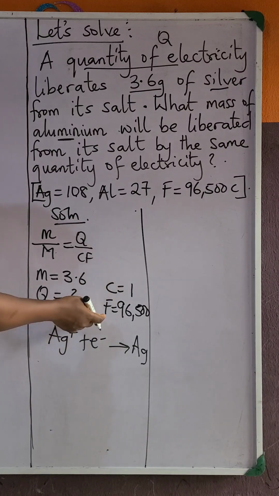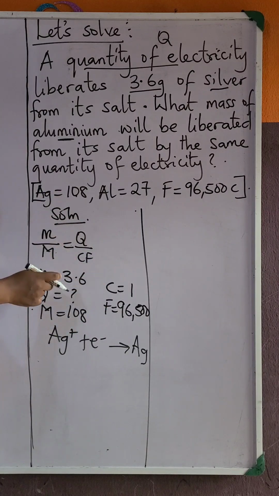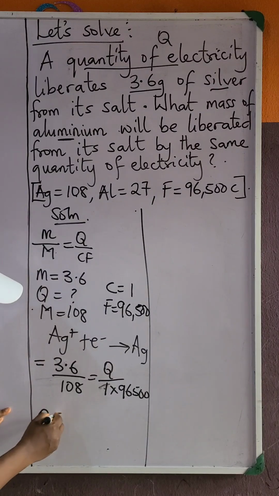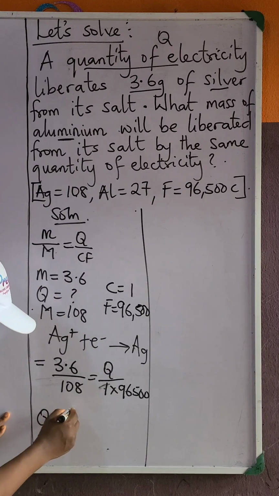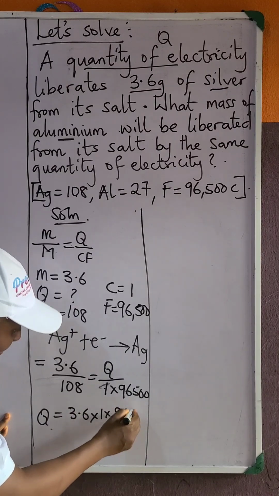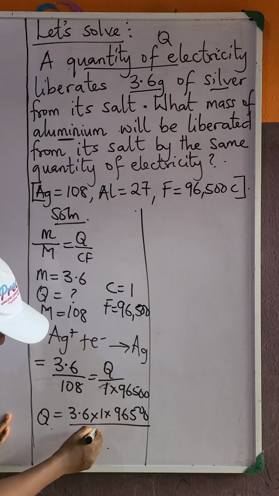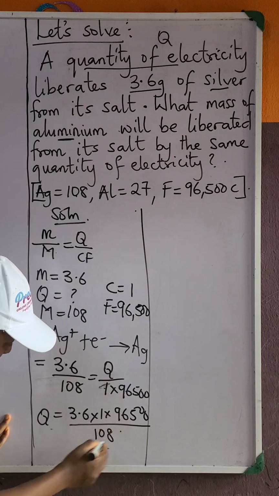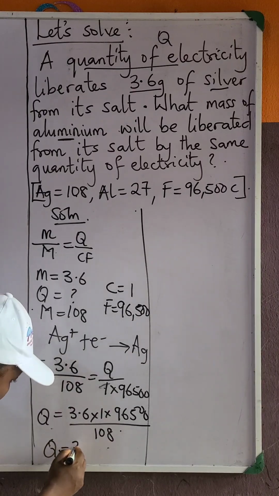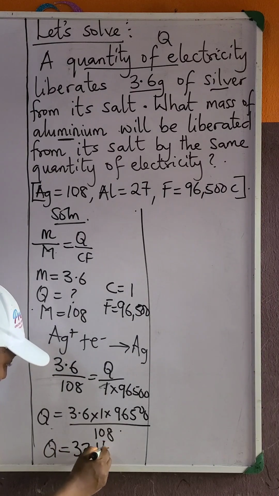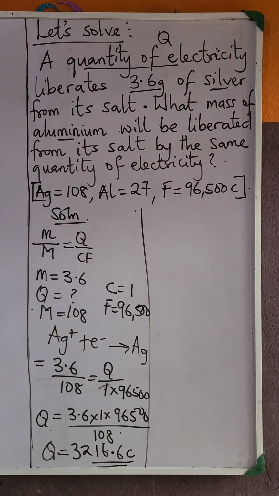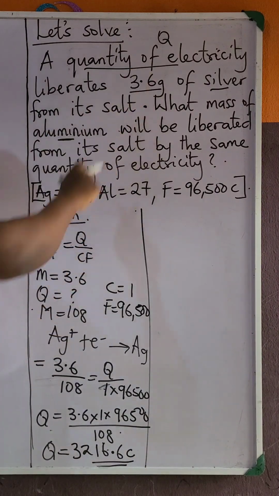Now, substituting this in this equation to find Q, making Q the subject of the formula, it gives me 3.6 times 1 times 96,500 divided by 108. Q is equal to 3,216.6 coulomb. So this is the quantity of electricity that liberated this 3.6 grams of silver.